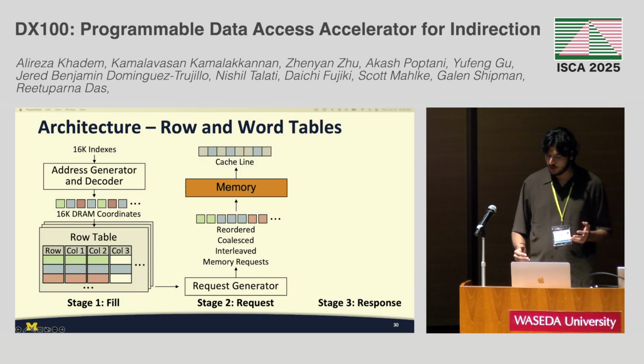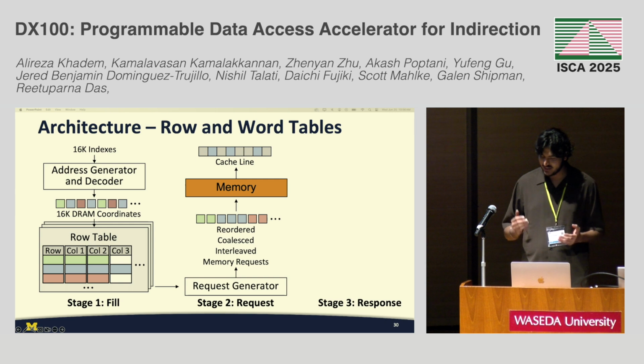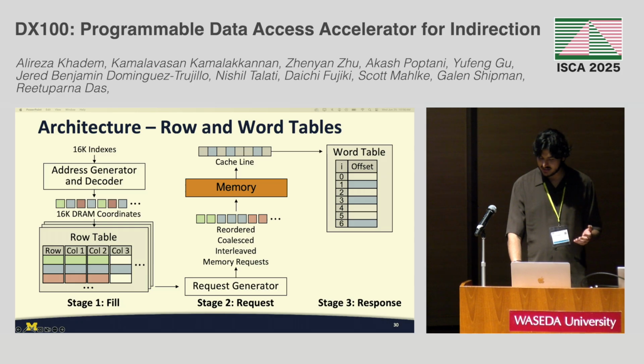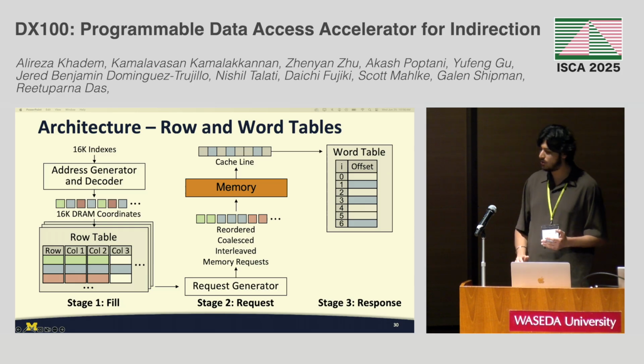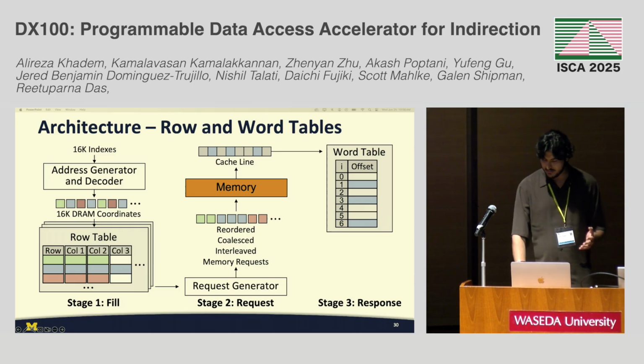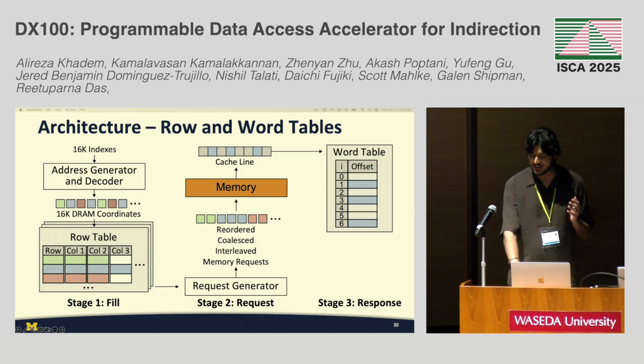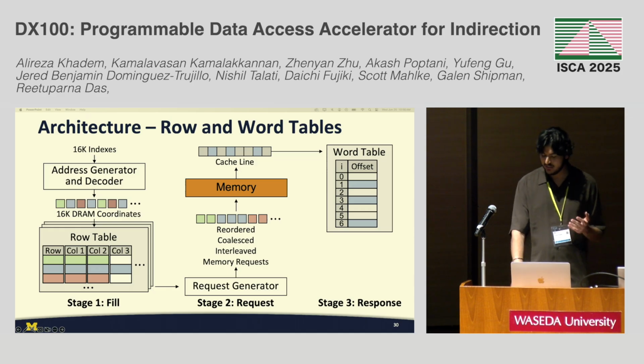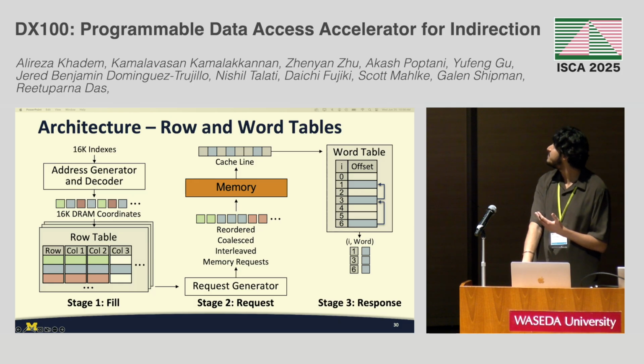Finally, in the response stage, the cache lines are received from memory. The word table is then looked up to locate the target words within the cache line. These words are connected through a hardware linked list architecture. Individual words are extracted from the cache line, and in case of an indirect load, they are stored back to the scratchpad.